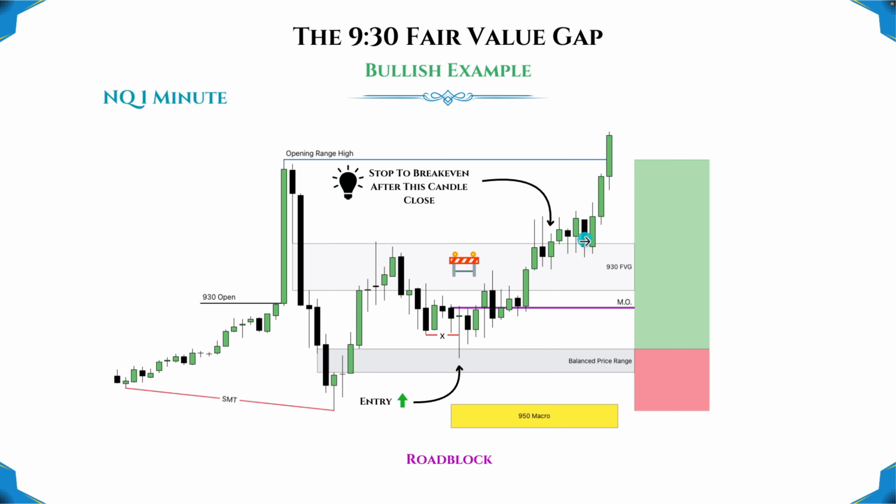Okay, and then we just read price. Even if it comes back and stops us out at even or runs to our target, that is what we do. Okay, we know how important and how powerful the 930 fair value gap is, so we need to see a body close above that.